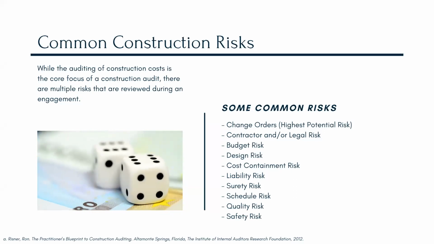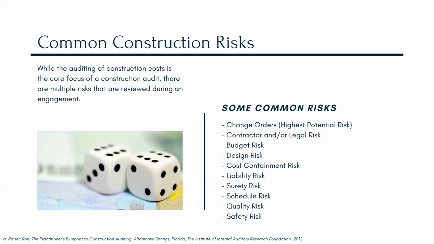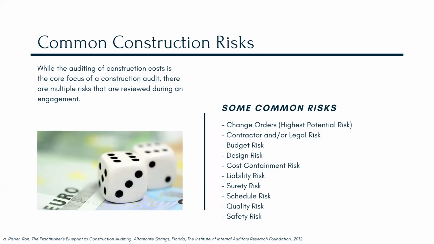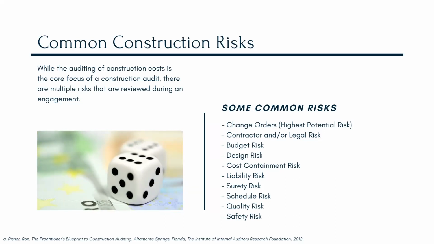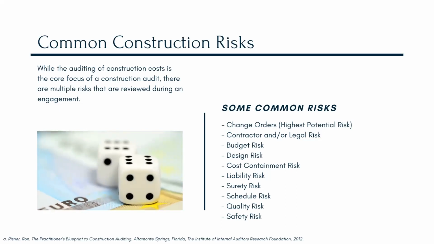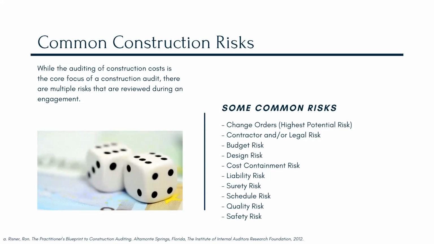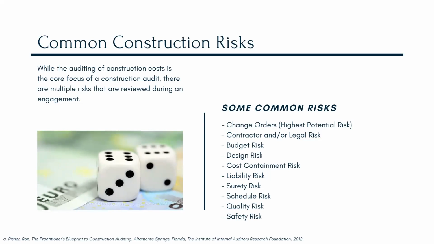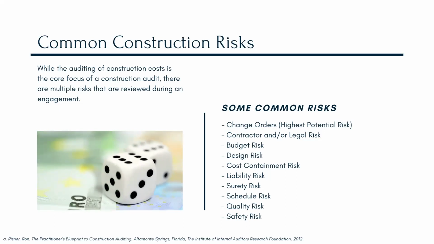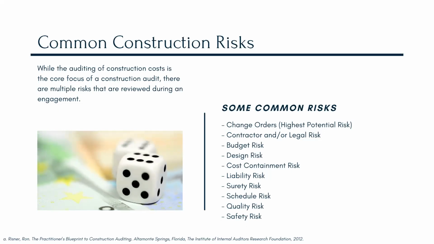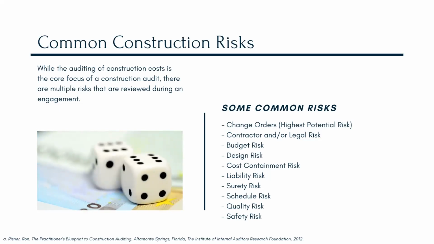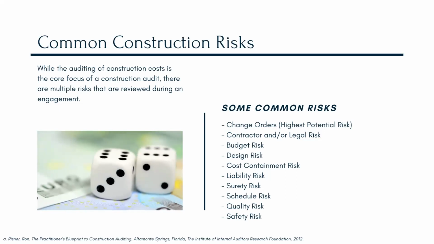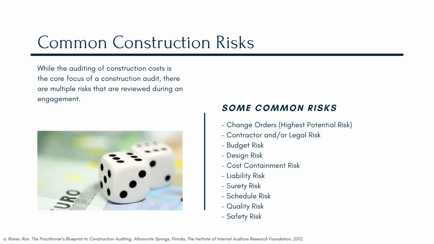Budget risk and design risk. I think we covered those going through the different types of contracts. Cost containment risk, that is the nature of cost audits, is containing that risk. That's the value of performing these types of audits: the cost to the owner, one, gets the stamp of approval after an audit that the adjusted final costs are certified, verified, and accurate. Liability and surety risks, I think we've already touched on those as far as cost avoidance measures down the road.